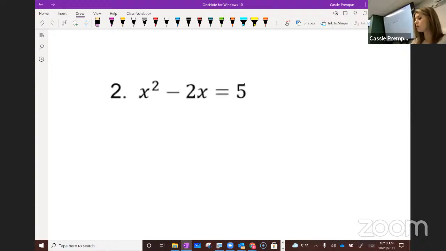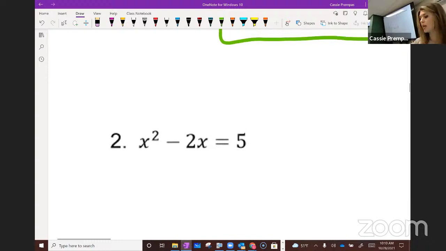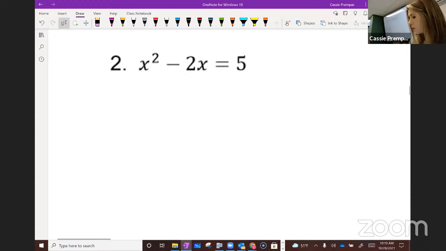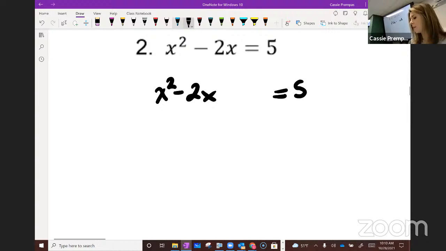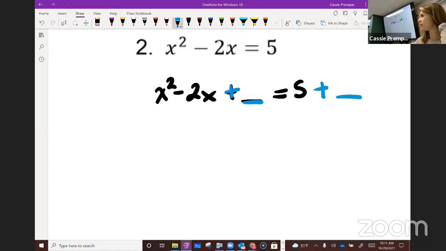So now I'm going to ask you to recopy this and leave a space next to the 2x. So I'm going to recopy it, x squared minus 2x. I'm going to leave a space, is equal to 5. I am going to purposefully add a number to the left side and the right side that will allow me to factor this down into a quantity squared. The question is, what is that number? What am I going to add to this side and this side? How do we find it? What do we do?